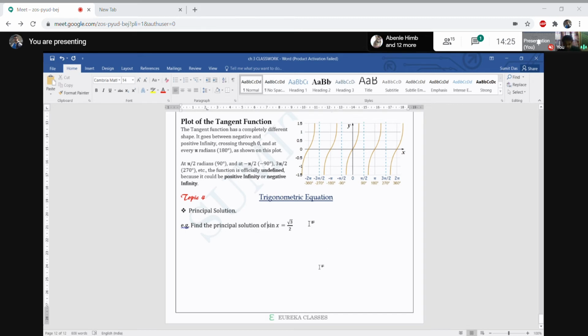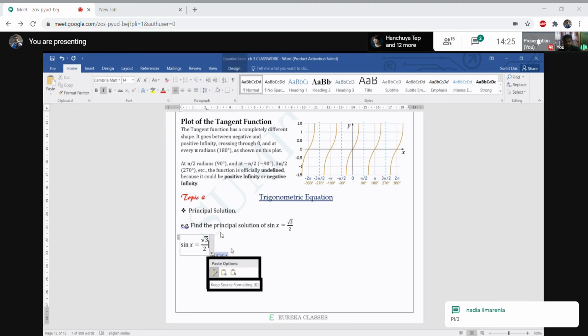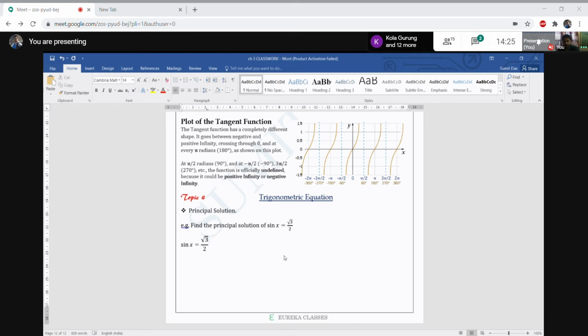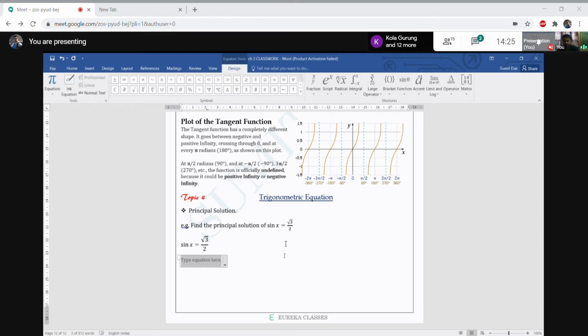Now let me know from the chart which value of x will make sin x equal to root 3 by 2. What will be the value of x, so that sin x will be root 3 by 2? Let me know the value.